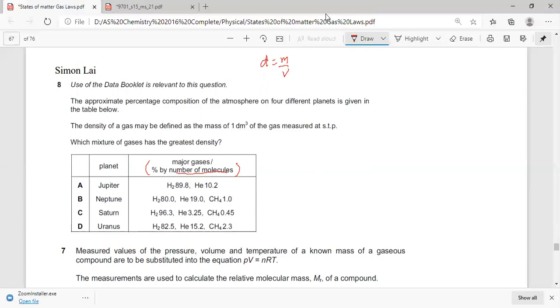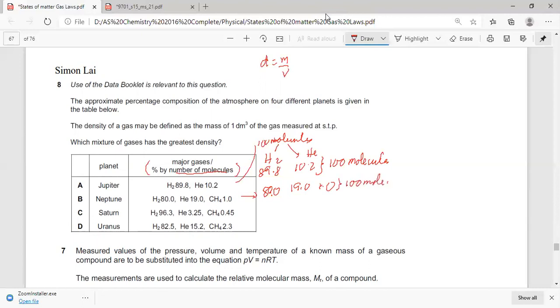It means in 100 molecules, how many H2 molecules are there? That's 89.8, and 10.2 for helium. The total number of molecules is 100, isn't it? Do you understand? Similarly for Neptune, for 100 molecules of all the gases, hydrogen is 80.0 and helium is 19.0. Of course the remainder will be 1.0, because the total must give you 100 molecules.